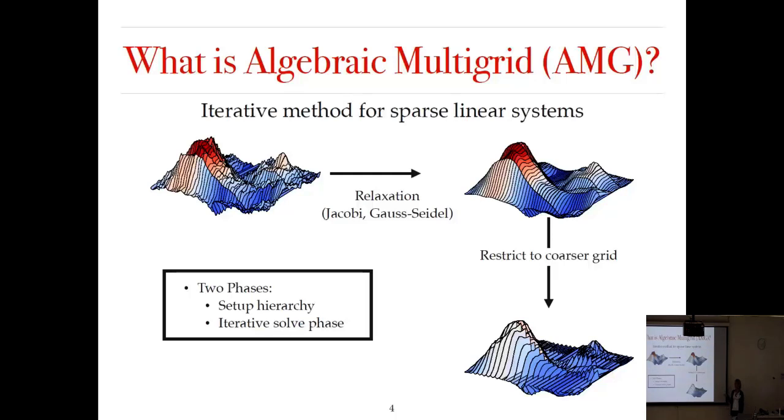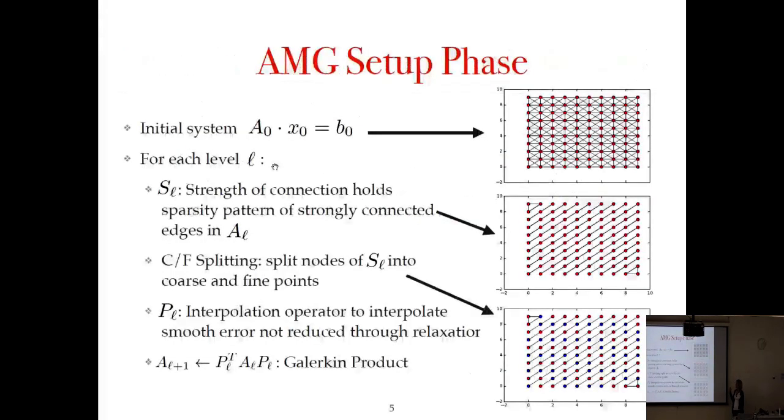So there are two parts to this. There's the setup phase, where you create this hierarchy of coarser and coarser grids, and you also create the transfer operators, so getting from a fine level to a coarser level. And then there's the iterative solve phase. This is where you do this process of relaxing and then coarse grid correction. So I'll talk a little bit more about those.